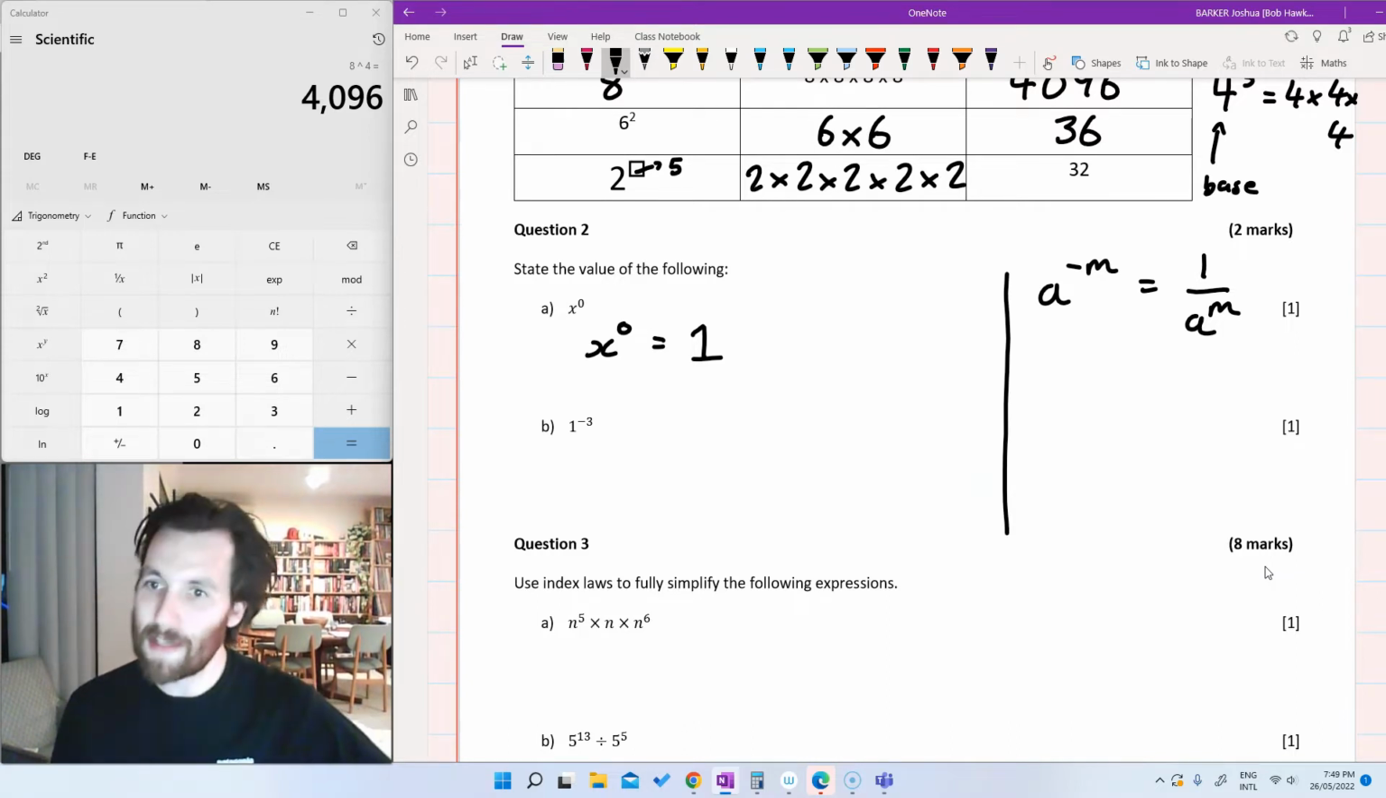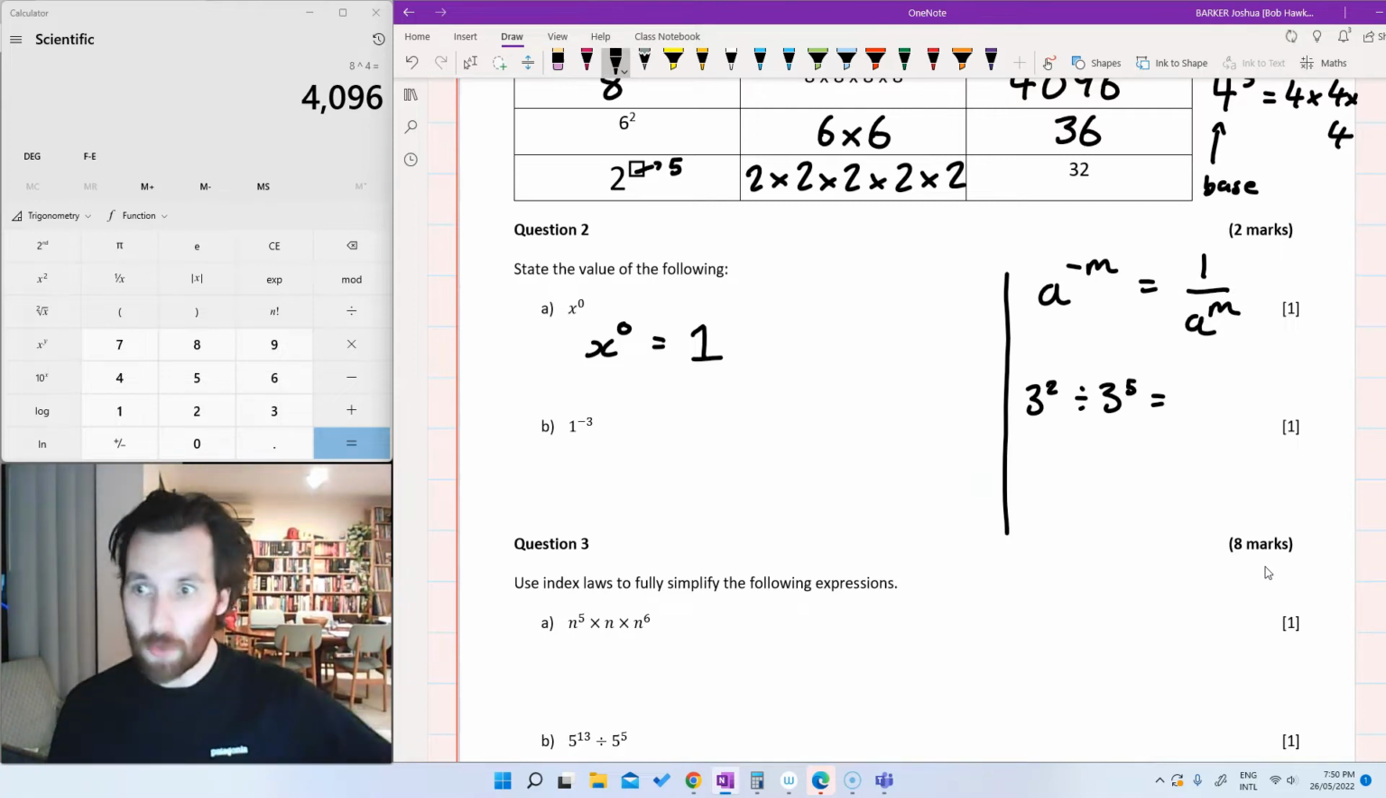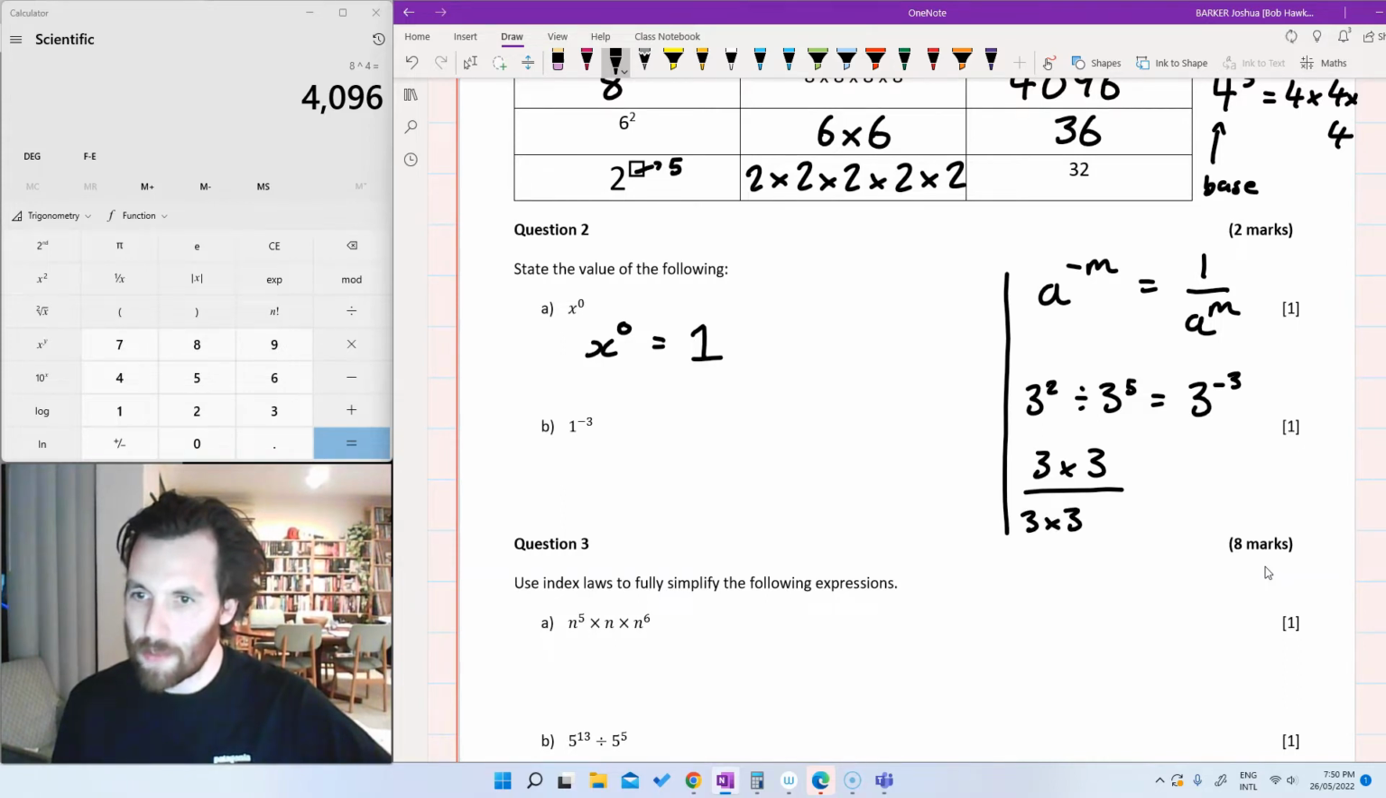The reason that this works is if we had 3 to the power 2 divided by 3 to the power 5, let's say. Using index law number 2, 2 take away 5 gives us 3 to the power negative 3. But again, if I write this out in an expanded version, just to demonstrate it, 3 times 3 times 3, 4, 5. I'm going over a little bit, but that's okay. Again, we can cancel off a couple of these, and we still have 3 to the power 3 in the denominator and 1 multiplied by 1 in the numerator, which is 1. So I've got 1 over 3 cubed.